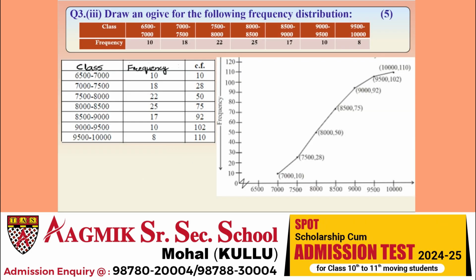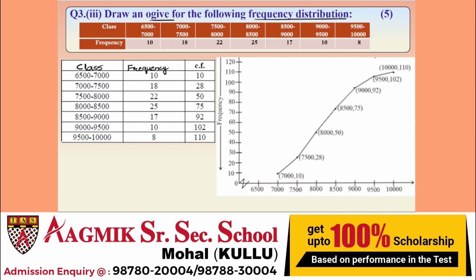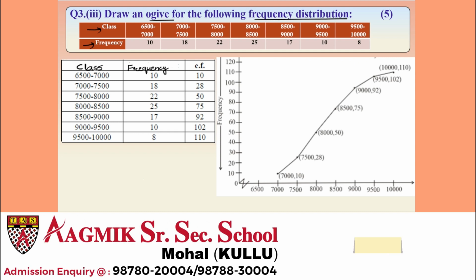Moving on, question number 3, third part. It is: draw an ogive for the following frequency distribution. Now look here, you are given these class intervals and you are given the corresponding frequency.